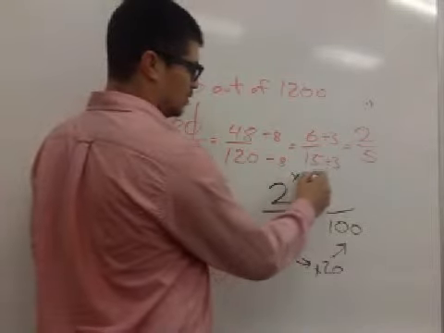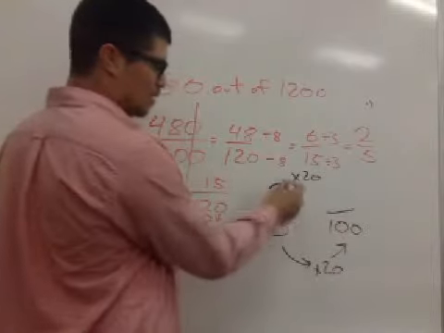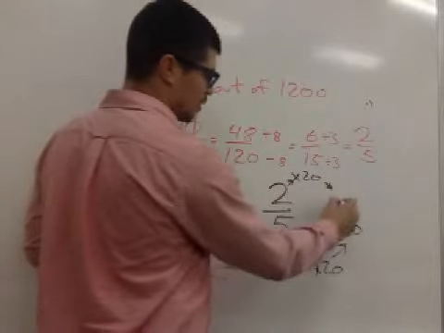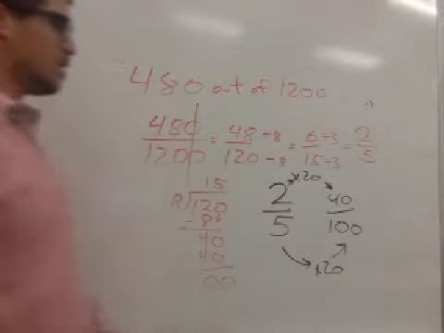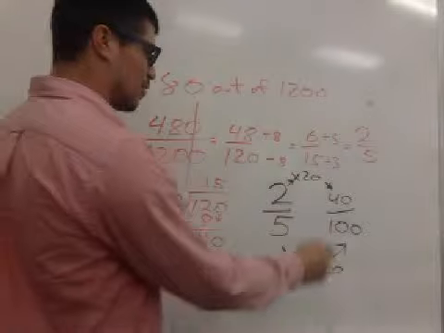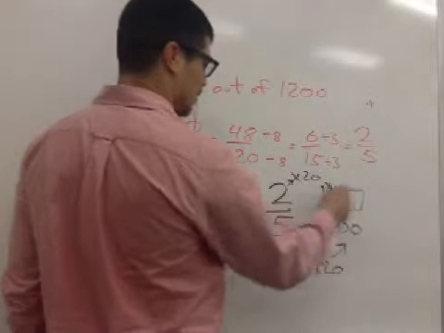But that means then 2 times 20. Whatever I do to the bottom, I do to the top. 2 times 20 gives me 40. And that is going to be my percent, my answer. Whatever comes up here is going to be my final answer.